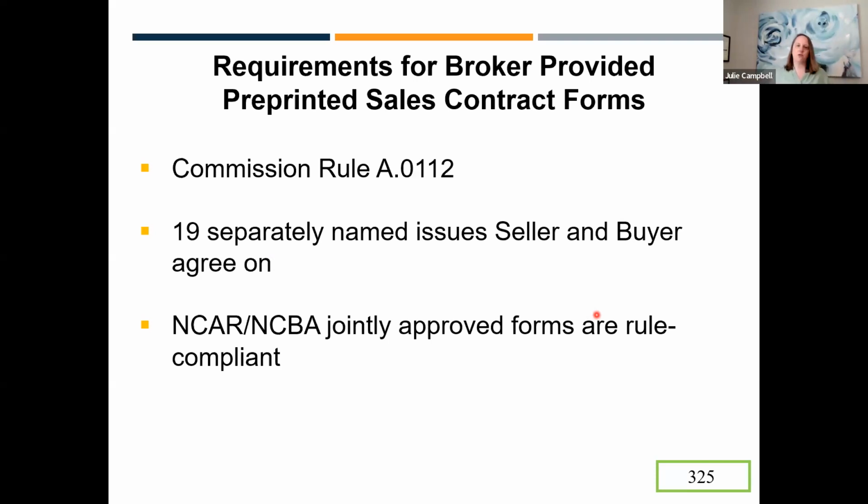And what we're going to see in Rule A.0112 are 19 separately named issues that, if a real estate agent is using a pre-printed form, must be included. And when we look at this rule, we're going to note that those 19 separately named issues are in our pre-printed forms. They are in standard form 2T. And that's why NCAR joined forces with the North Carolina Bar Association. That's what this here is, North Carolina Bar Association. So the pre-printed forms that we use have been drafted by attorneys.